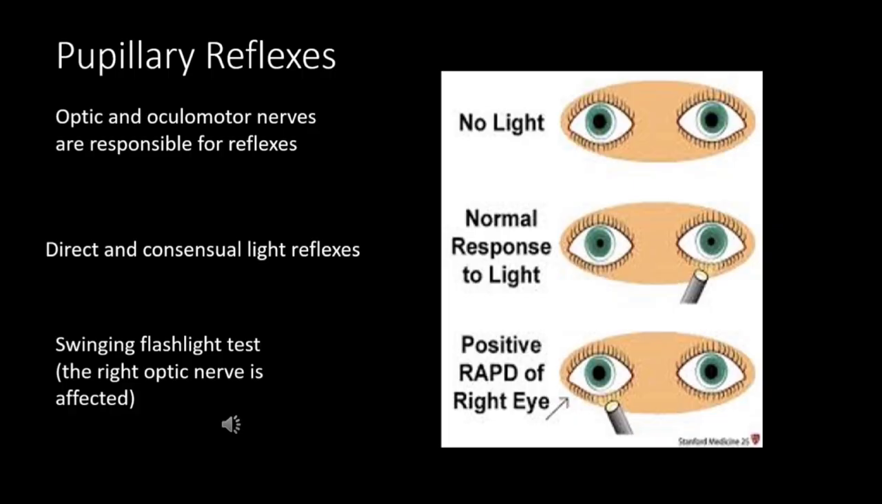Then we have the pupillary reflex test used to assess the integrity of the optic nerve as afferent and oculomotor nerve as efferent. We have the direct reflex test where we shine light into one eye and normally its pupil constricts. And the consensual light reflex where we shine light into one eye but the pupil of the second eye normally constricts. After that, we have the swinging flashlight test where we alternate light from one eye to another. If the second eye's pupil dilates instead of constricting, this indicates an RAPD, that is a relative afferent pathway defect, indicating a probable defect in the optic nerve.